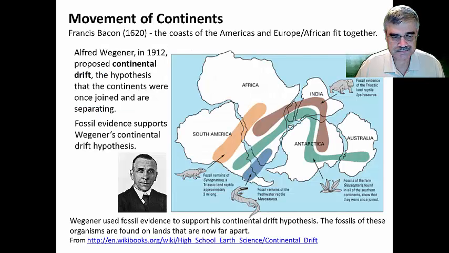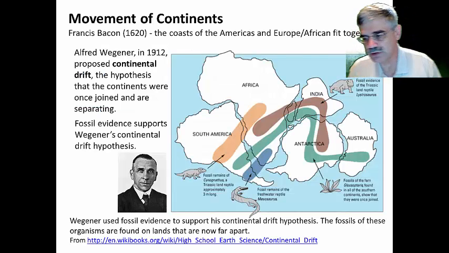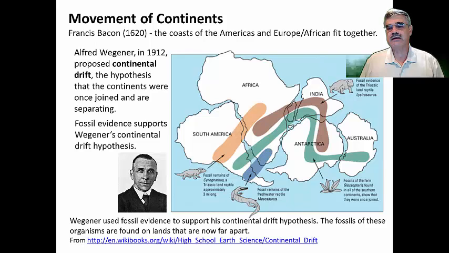I'm sure when you were young, I know that I did, when I looked at the globe or a map and I looked at the continents, one of the things that occurs to you is that South America sort of fits into Africa. It's almost like you have a jigsaw puzzle and you just sort of put the pieces together.